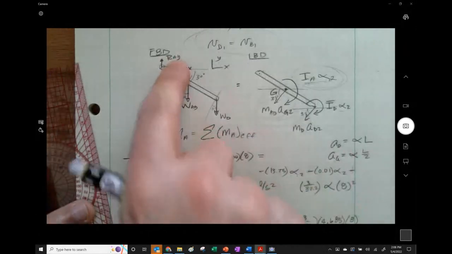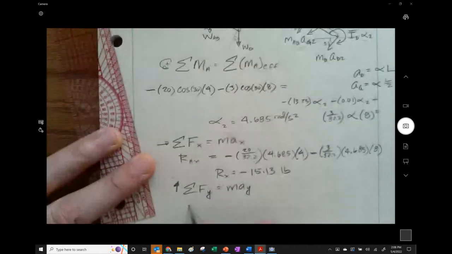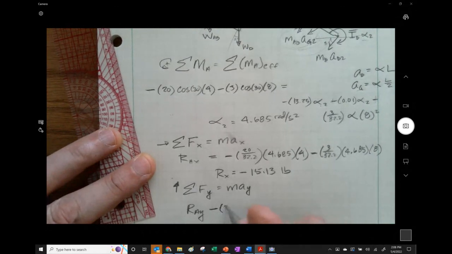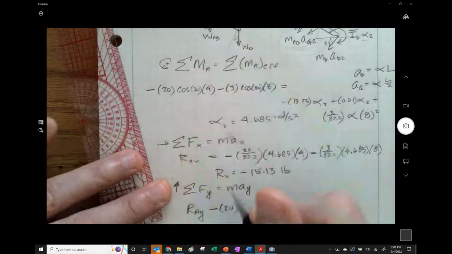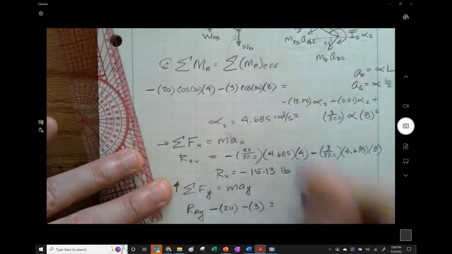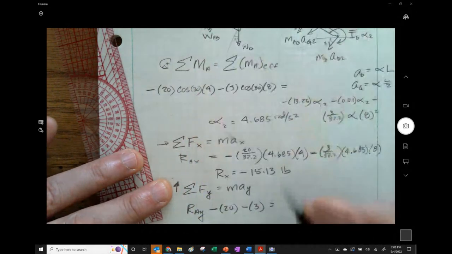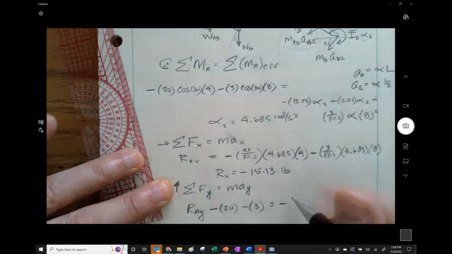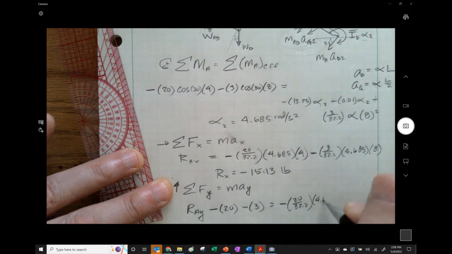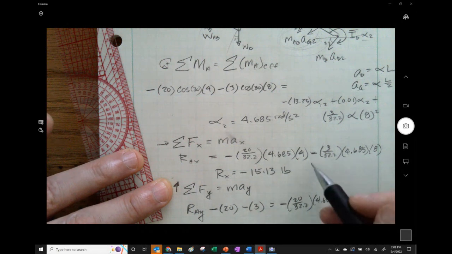Let's see. In the y direction, we have these, so RAY. But then we have minus the weight up here of this one, minus the weight of that one. And that's all we have on the left-hand side. On the right-hand side, we have a minus 20 over 32.2 times 4.685 times 4, because that's the acceleration, that's the mass. We needed, I messed up. Damn.